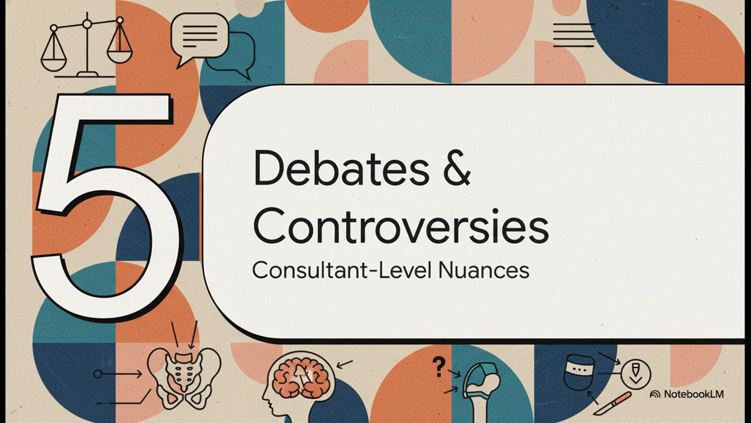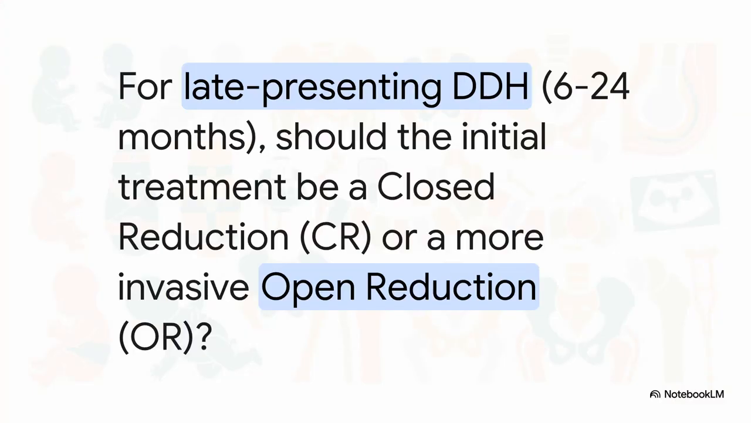Section 5, debates and controversies. To really nail your answer, you have to show you understand that not everything is black and white. So let's talk about some of the nuanced consultant-level discussions that are going on right now. So a huge point of debate is what to do with that 6 to 24-month-old. Our algorithm says a closed reduction is the primary treatment. But what if it's a really high dislocation?